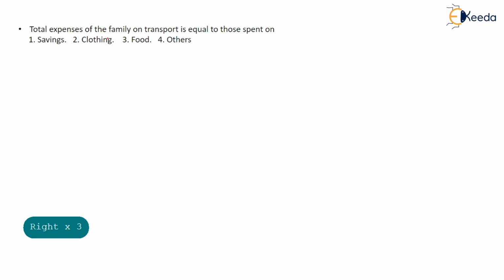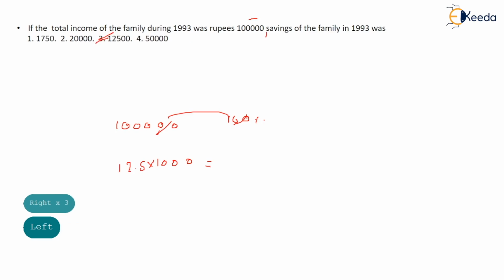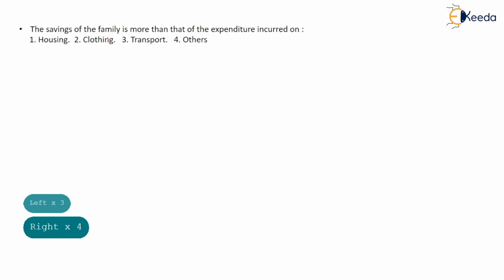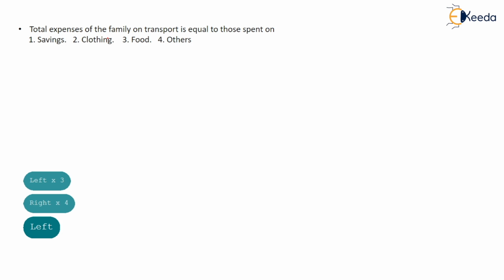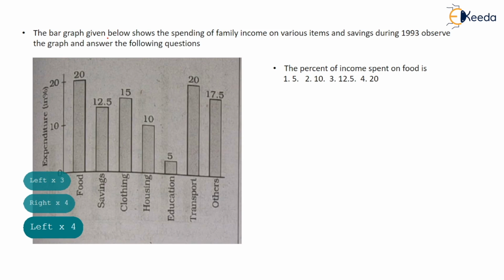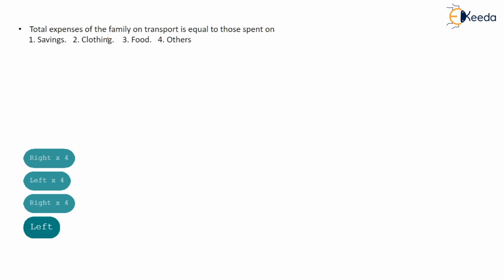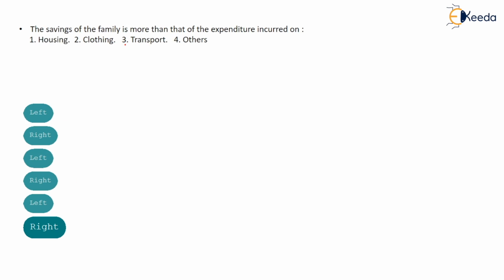Next question. The total expenses of the family on transportation is equal to those spent on... So you can see the expenditure on transport is 20%, and this is equal to what? This is equal to food, right? Both are 20%. So your answer should be food. This type of question, you can find the answer within a few seconds, and sometimes you need to do calculation also. So it is a mixture of both.